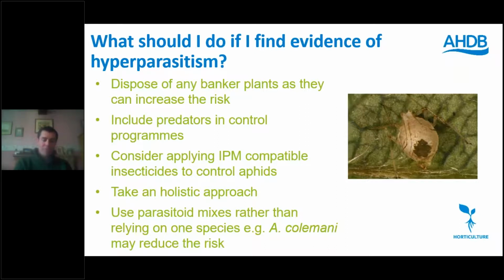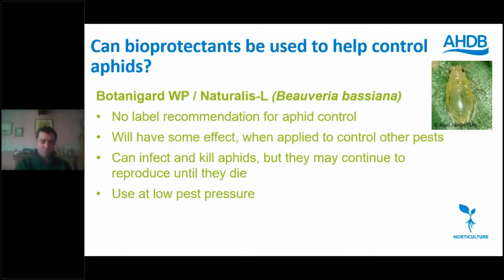Using parasitoid mixes as well, rather than rely on one species, may help. So that's another technique that can be used. Okay, next slide, please.